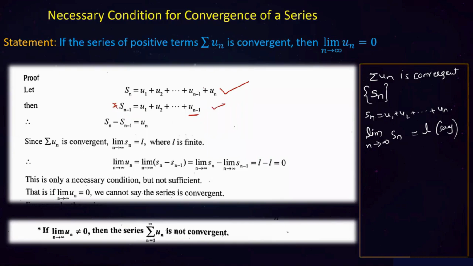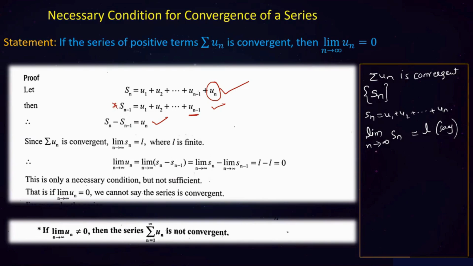If you observe the difference between these two, up to un minus 1 both are the same. But in Sn, there is one term extra, which is un. That's how you can see, when you take the difference between Sn and Sn minus 1, we'll get it as un, right?